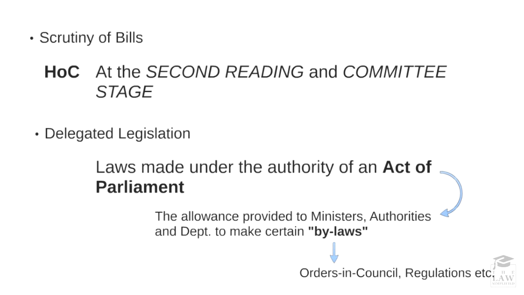What we have discussed thus far is in fact primary legislation, but delegated legislation is also important when you consider the operation of the act itself, at whatever period it is enacted. Delegated legislation can be considered as the laws made under the authority of an Act of Parliament. So these are basically the allowances provided to ministers, authorities and departments to make whatever bylaws, orders in council and regulations that are required.